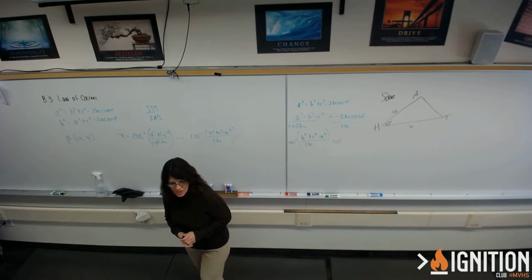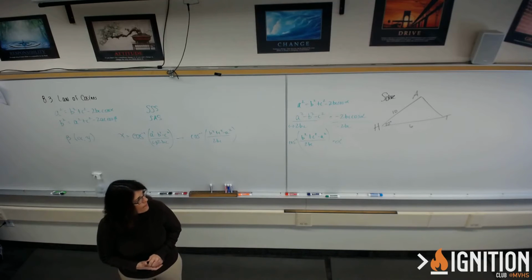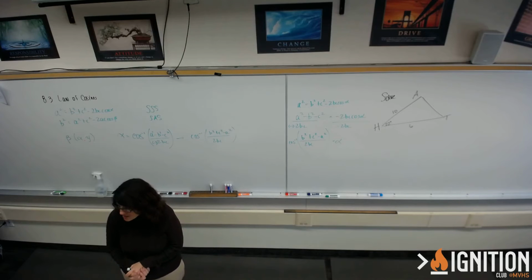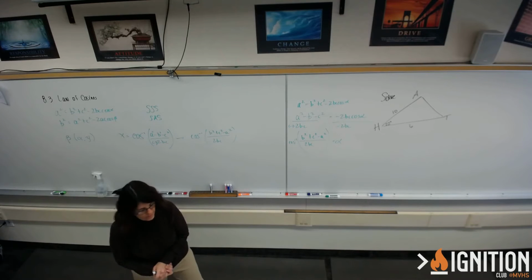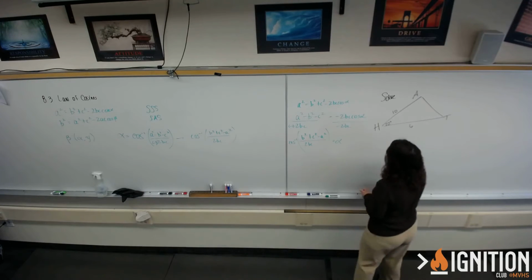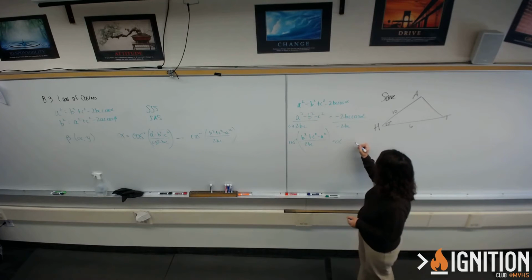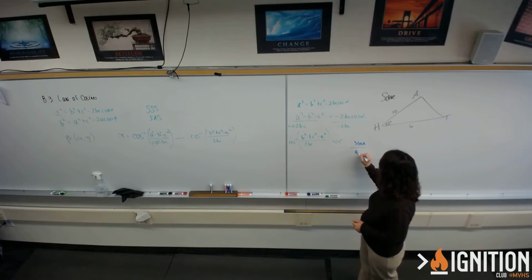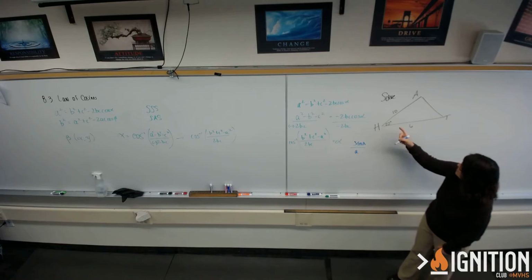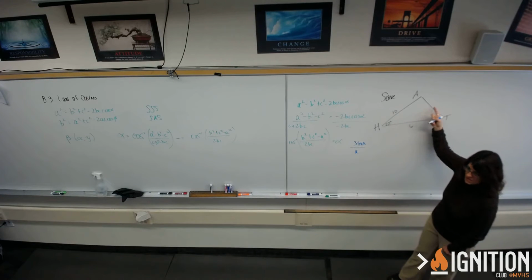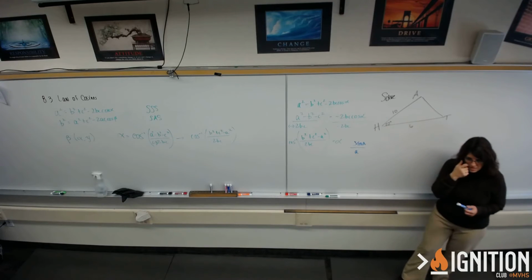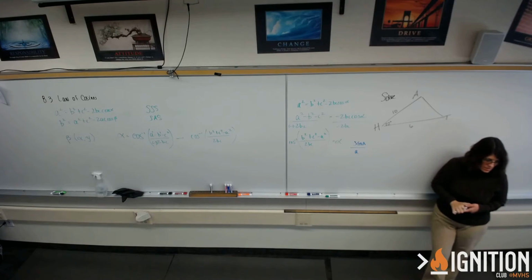Okay, so what situation is this? You already told me. Side angle side. Can I use the law of sines? No. Law of sines requires that you know an angle and its opposite side. We know an angle, but we don't know its opposite side. We don't know an angle and an opposite side for any of them. You can't use law of sines.